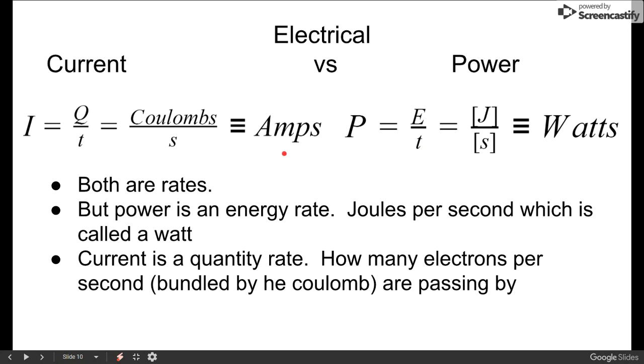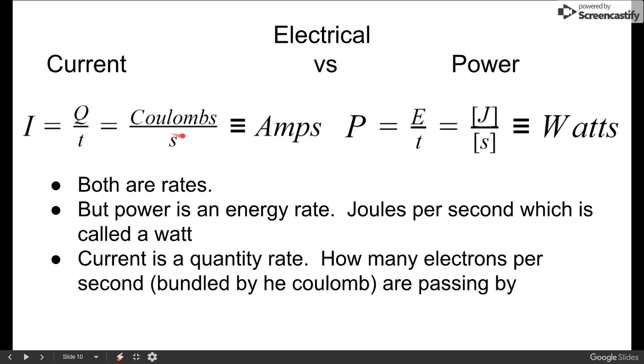What's the difference between amps and watts? We won't deal much with amps in the grade 12 course. It was something in grade 9. Amps are counting cups of electrons per second. Power is calculating the total energy those electrons have per second. And the difference between these two is this is counting electrons per second. This is counting joules per second.